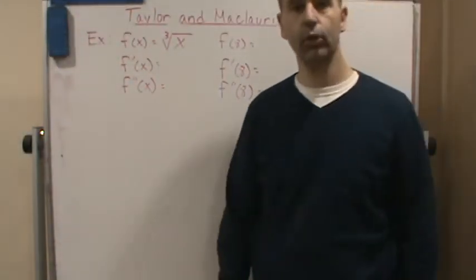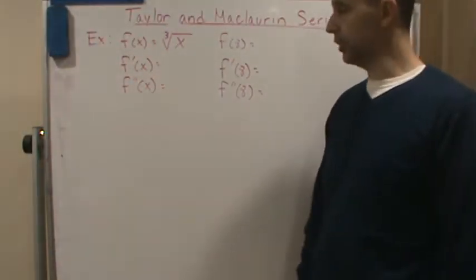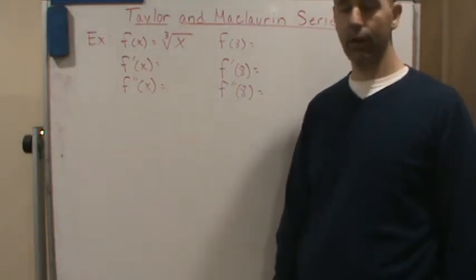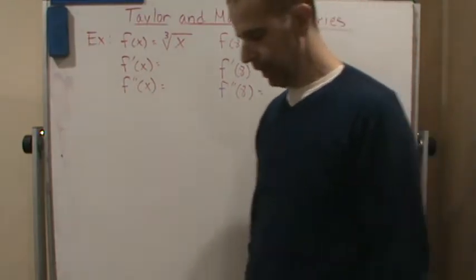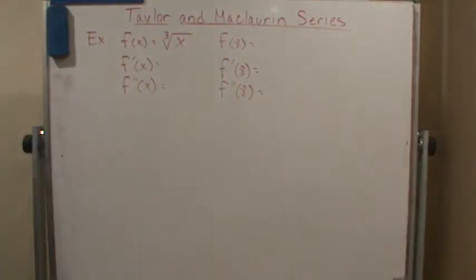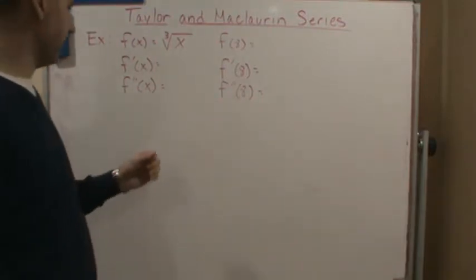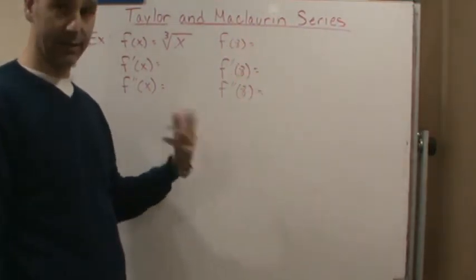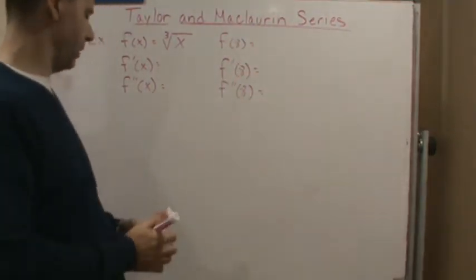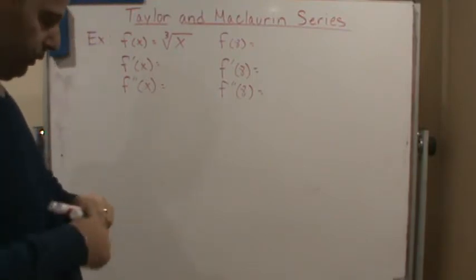Okay, so let's do an example of using Taylor's theorem with remainder. We've got this function, cube root of x, and we're asked to find the first and second Taylor polynomials at 8. So that's why I've got these derivatives at 8, same thing as we've been doing in the last few examples.